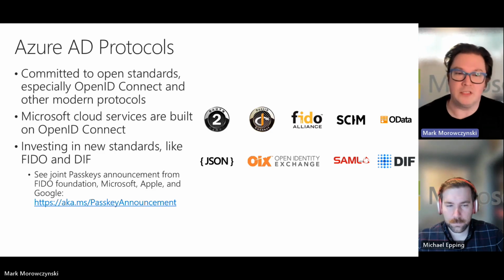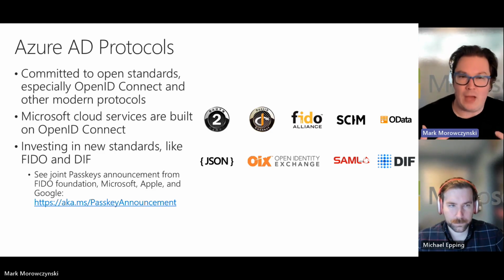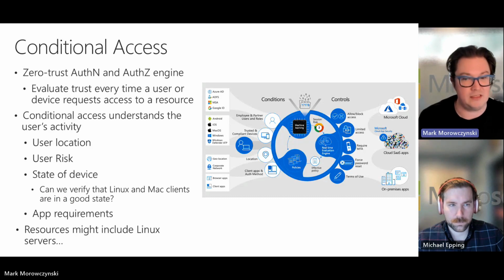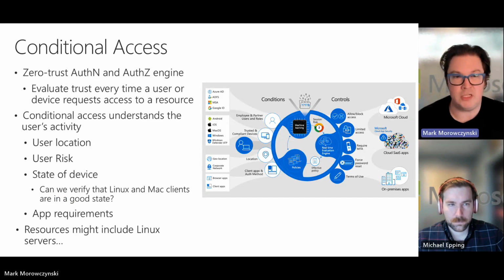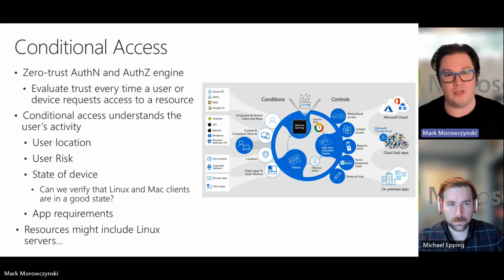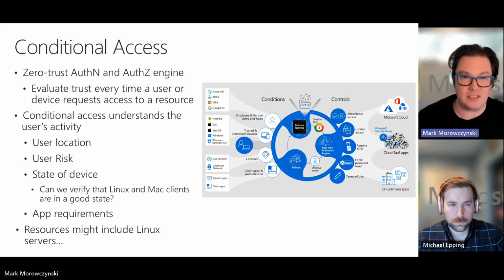The reason why this is really important is that if you have applications that speak these protocols, you can integrate them with Azure AD pretty quickly. And that allows you to use things like conditional access. Conditional access is one of our most popular features. It's our zero trust authorization and authentication engine. It's evaluated every time a user goes to access a resource, before an access token is granted. They have to pass their conditional access policy.